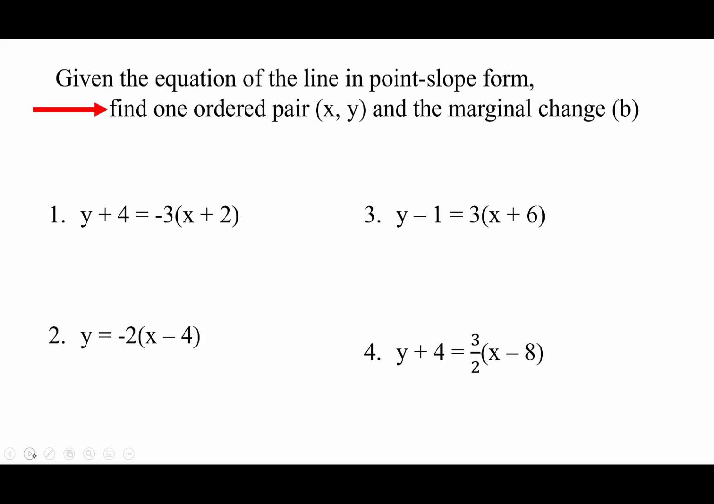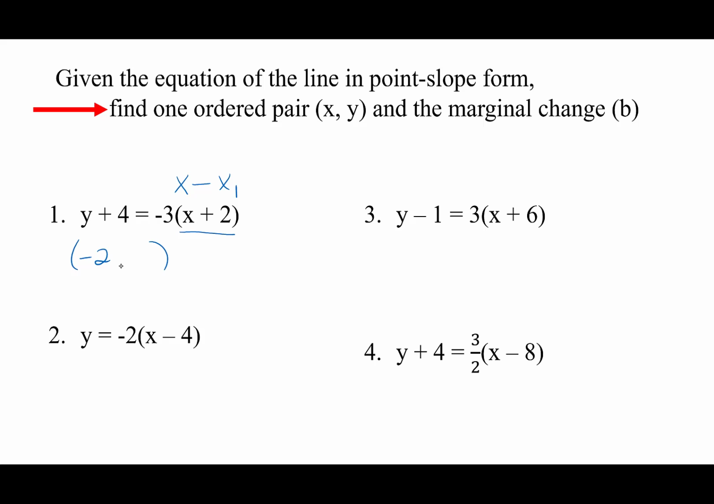Okay, for these 4 examples, I have given you the equation in point-slope form, and I want you to be able to pull out the ordered pair and the marginal change for each of these problems. So we'll start with the ordered pair of the first problem. And this is where it gets a little tricky, because the actual form in the equation is x minus x1. And so if it's x plus 2, that means the 2 was a negative 2 in the original ordered pair.